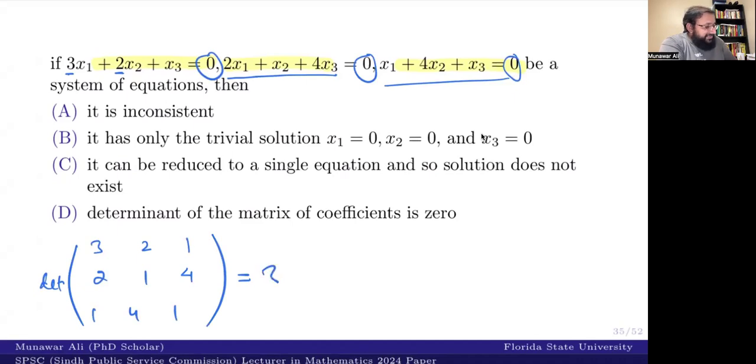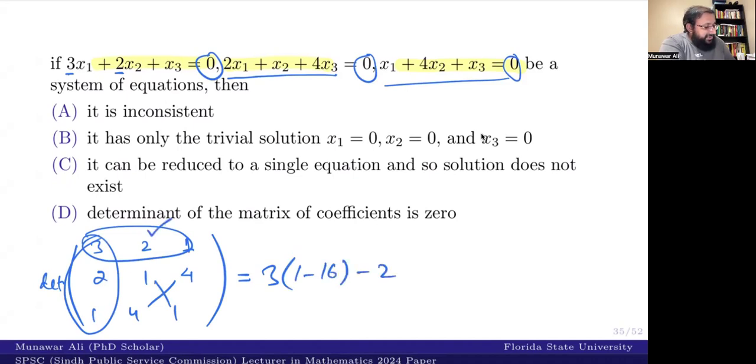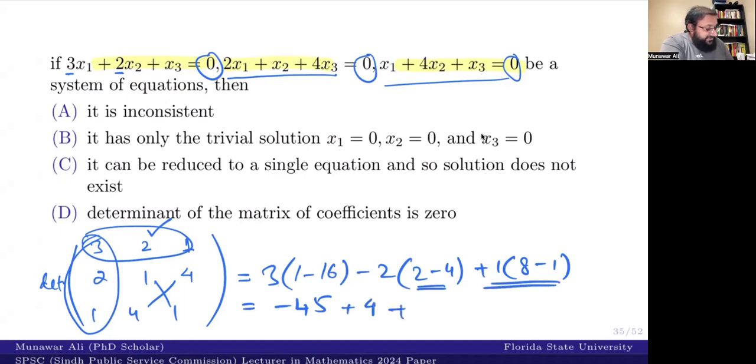So if you find the determinant, maybe this is 3, and you avoid these rows and columns, then you have this thing. This is going to be 1 minus 16 minus 2, and then you have 2 minus 4 plus 1, then you have 8 minus 1. Whatsoever, 2 minus 4 is minus 2, so this is going to be plus 4, and this is 8 minus 1, 7, so 7. So whatever the number is, it's not equal to 0. So if you have a homogeneous system and the determinant is not 0, you will always get a solution, and that will be only one solution, and that solution is going to be the trivial solution. So this option is correct according to the determinant that we get.